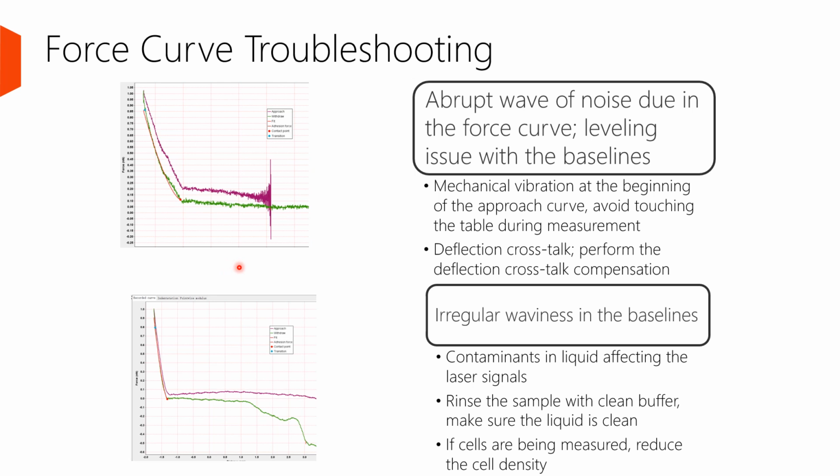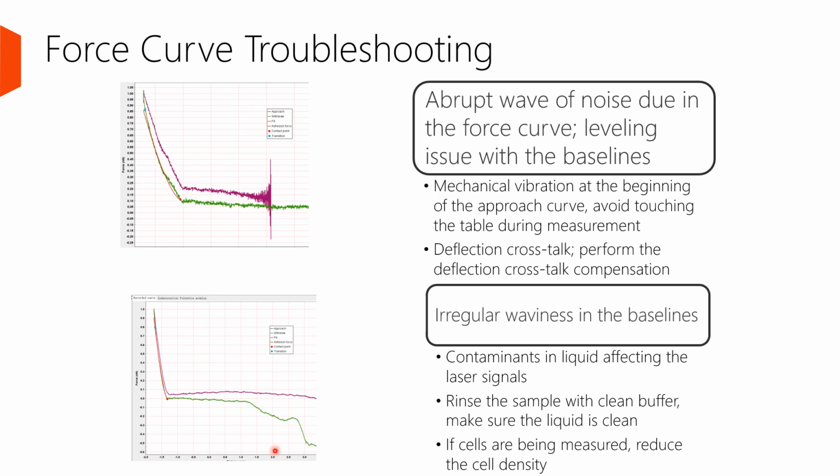So this example is easy. We can see there is a big wave at the beginning of the force curve. This is typically due to the mechanical vibration. So please do not touch the table. And also remember to turn the active vibration isolation on. We can also observe some tilting of the baseline. To avoid this, we can always do the deflection and crosstalk compensation in the software.